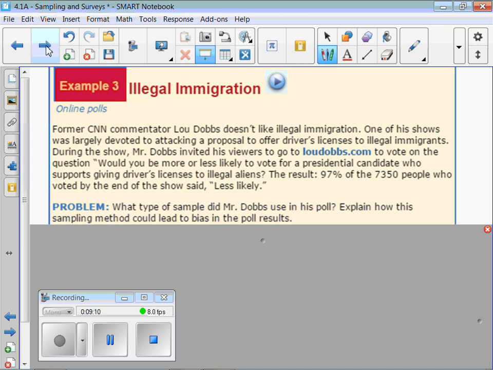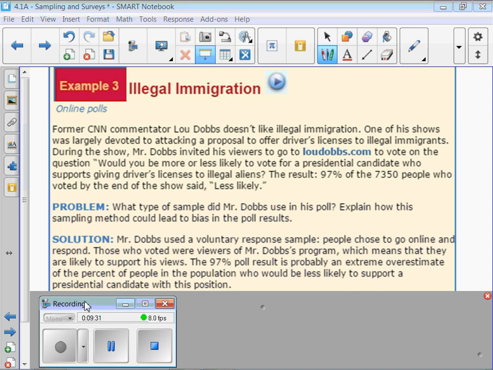What type of sample, you guys, did he use, and why is this leading to bias? So what type of sample? Voluntary response, exactly. And what do you guys think, overestimate or underestimate? Overestimate. This is everyone who thinks one way that likes listening to this show in particular.